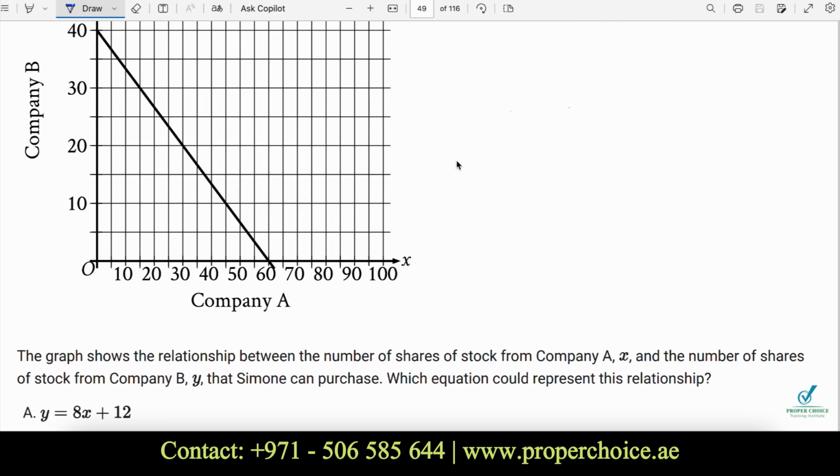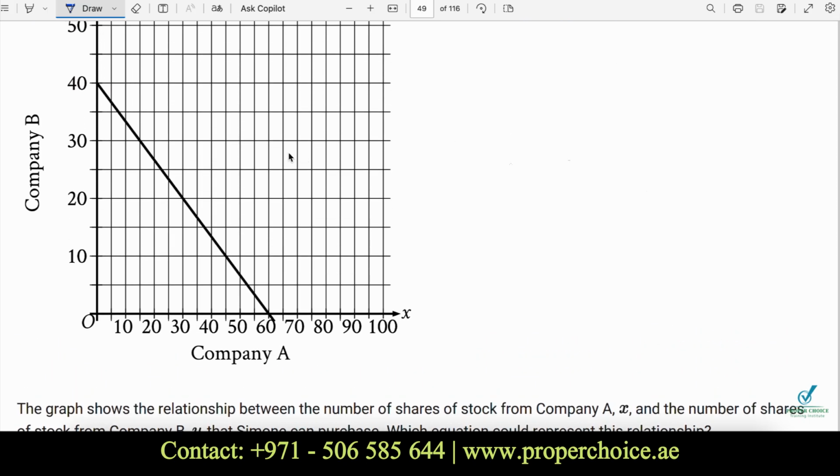See, it's a very simple question. I just need to look at the x and y intercepts, that's it. The y-intercept is the point where the graph is crossing the y-axis. At that point, the value of x is going to be 0. So this will be written as (0, 40). So x is 0 and y is 40. Similarly, the x-intercept is the point where the value of y is going to be 0. So it's going to be (60, 0).